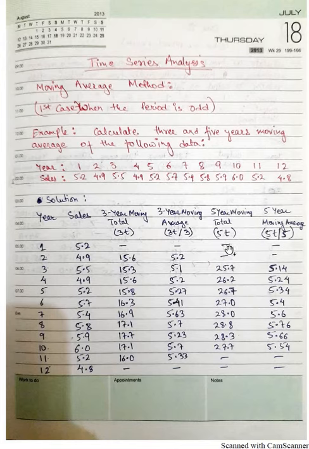For 3-year moving total and 3-year moving average, we skipped one position above and one position below. For 5 years, we had to skip 2 positions above, 2 positions below. And if we are asked to find the 7-year moving total, we'll be skipping 3 positions above and 3 positions below.